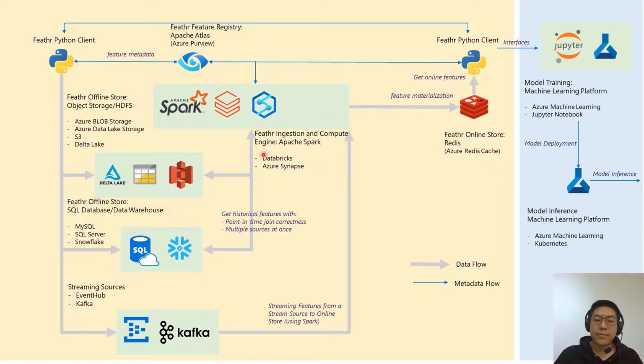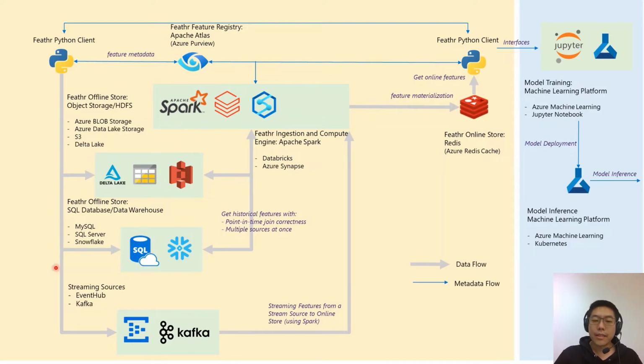And Feathr has different options for offline stores. One category is object storage. It can be HDFS, Azure Blob Storage, Azure Data Lake Storage, or simply S3. Feathr also supports different file formats, for example, Delta Lake, ORC, Avro, Parquet, and CSV files. Another category of the offline store would be SQL-compatible databases or data warehouses. For example, MySQL, SQL Server, and Snowflake. Those parts are for the offline stores, but you can also connect Feathr to stream sources, such as Event Hub or Kafka.